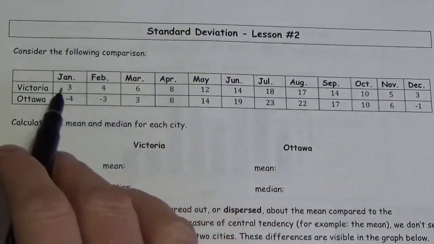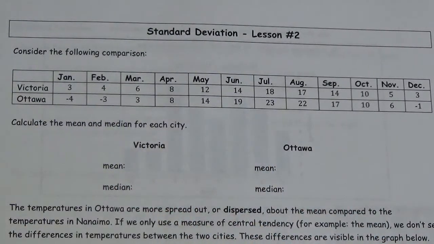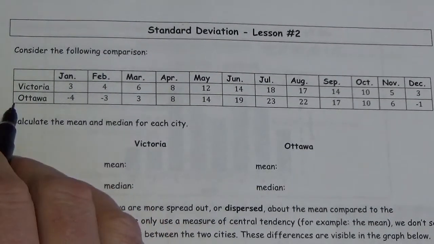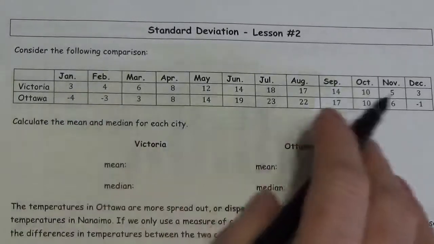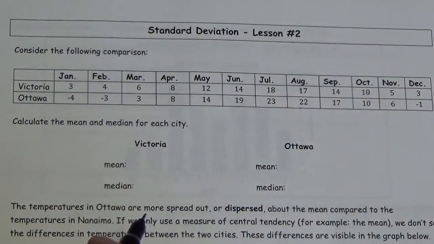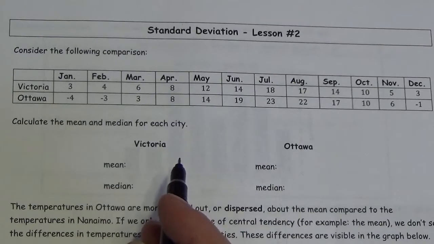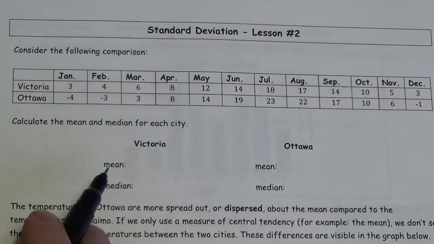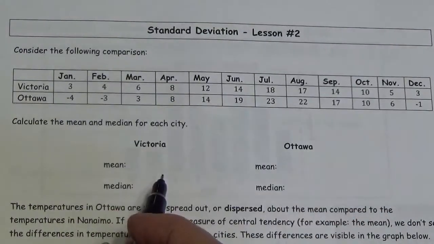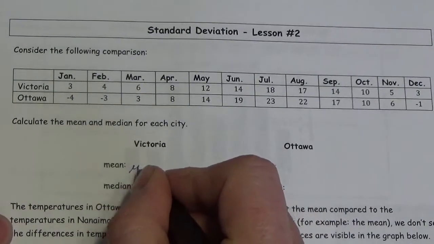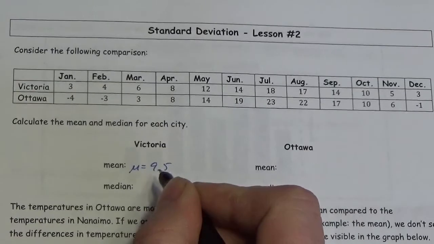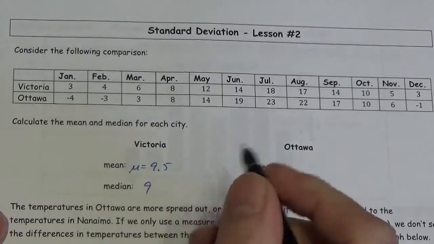So to start off, what we've got here are the average temperatures per month for Victoria and Ottawa, going from January out to December. I've already got this entered into my calculator, so I'm just going to calculate the mean and median for each set of data. For Victoria, I get a mean of 9.5, and my median is 9.